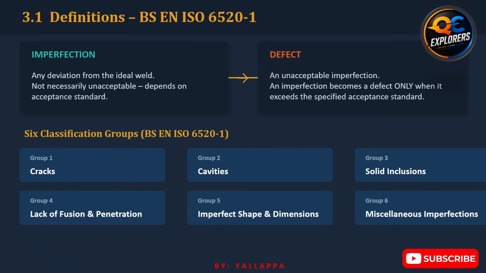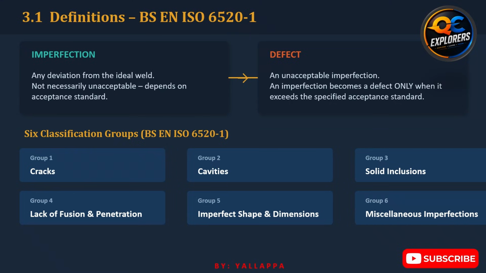Before examining individual imperfections, we need to establish 2 terms that are frequently confused: imperfection and defect. An imperfection is simply a deviation from the ideal weld. That does not automatically mean the weld is unacceptable. For example, a weld may contain a small amount of undercut. The presence of undercut makes it an imperfection, but whether it becomes a defect depends on its size and the acceptance requirements applicable to the component.